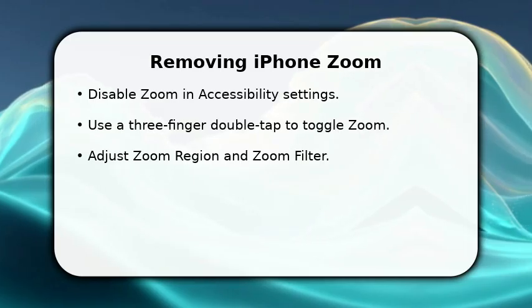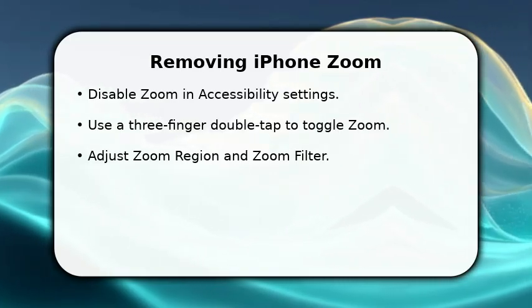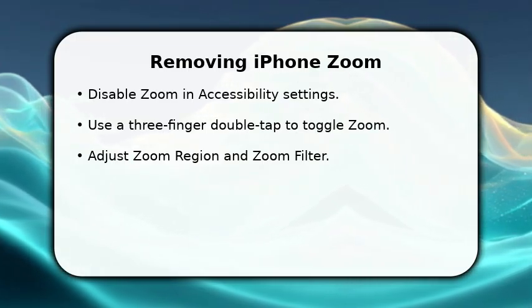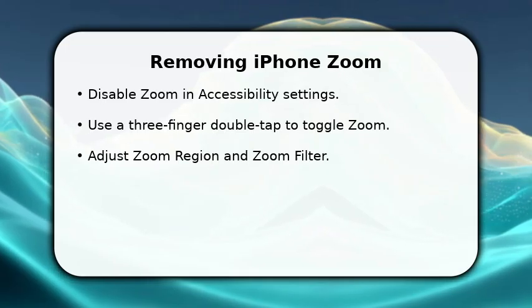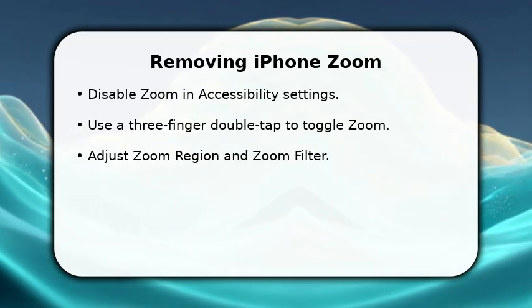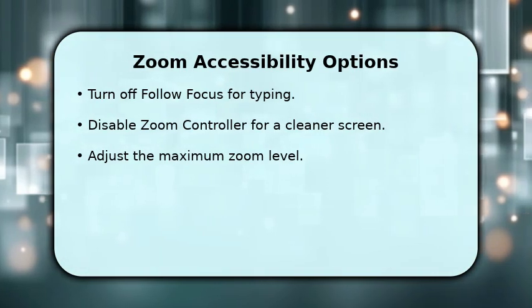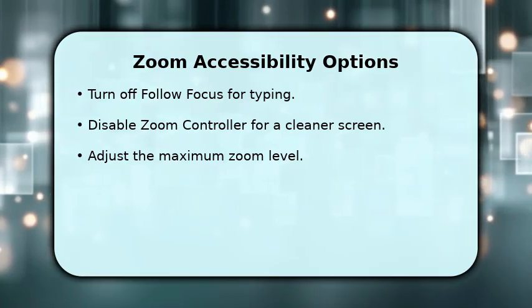You can also use a three-finger double-tap gesture on your screen to quickly turn Zoom on or off. Remember to adjust your Zoom region and filter settings if you want more control over how Zoom behaves when it is active. Beyond simply turning it off, you can fine-tune Zoom's behavior.